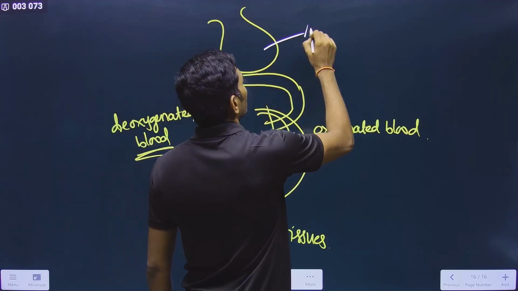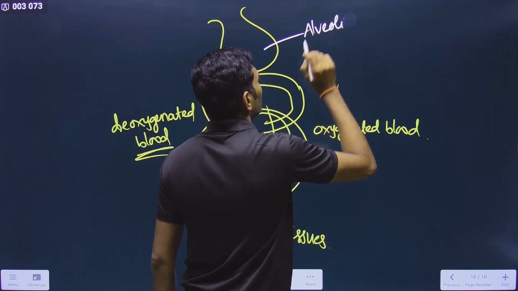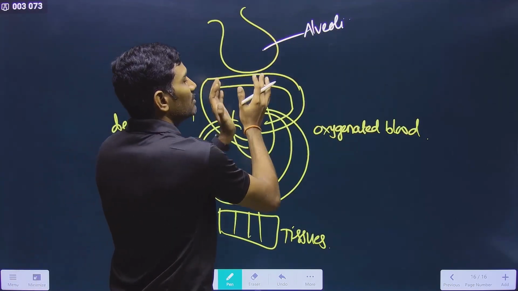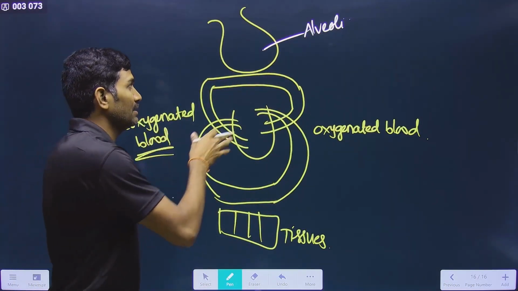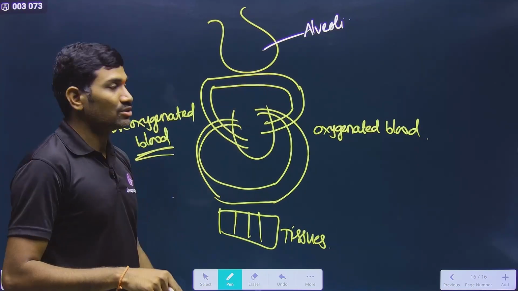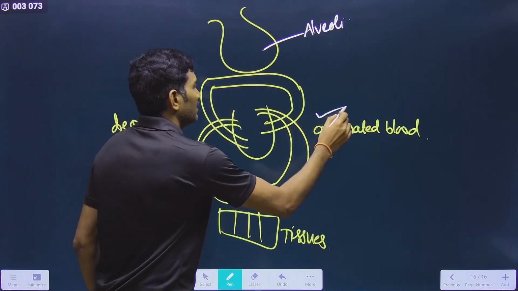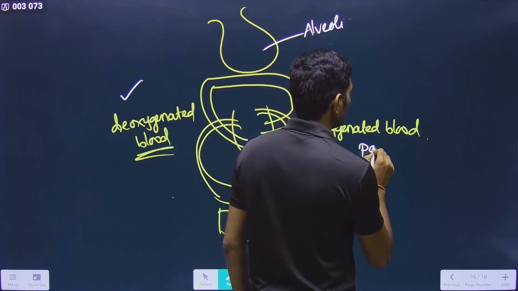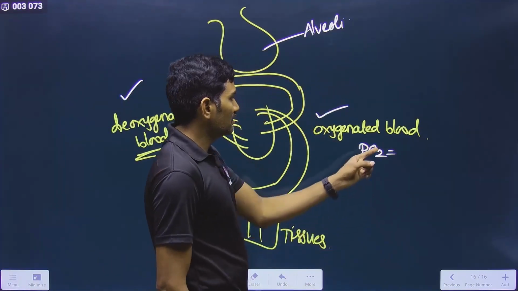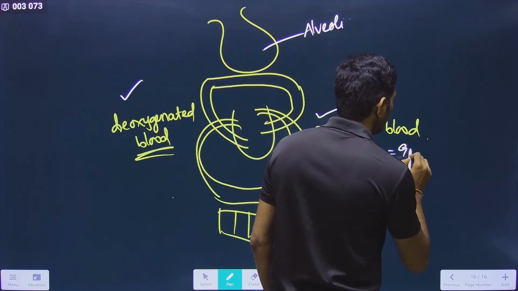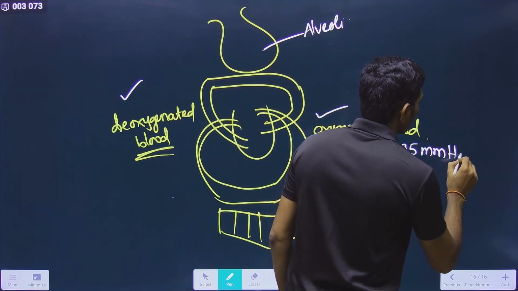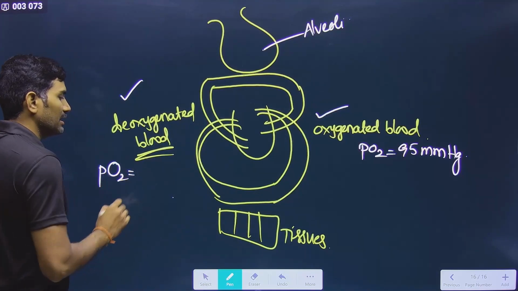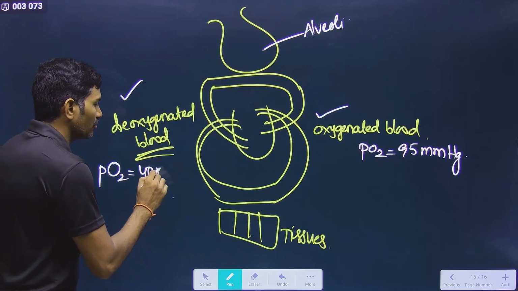So here this is the alveoli. Inside the alveoli blood is not there, right? So around the alveoli blood circulation is present. Now here within the blood hemoglobin is there. So we are focusing only on blood. Blood means what? Oxygenated and deoxygenated blood. What is the partial pressure of oxygen in the case of oxygenated blood? It is 95 mm mercury. But what is the partial pressure of oxygen in the deoxygenated blood? It is 40 mm mercury.